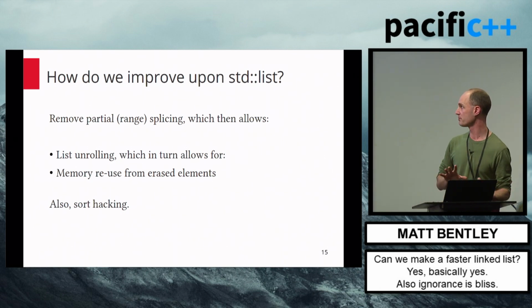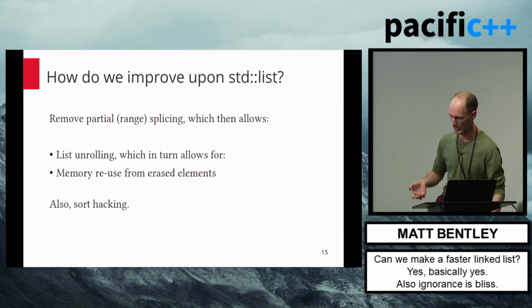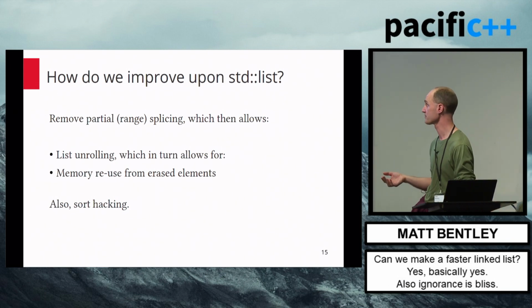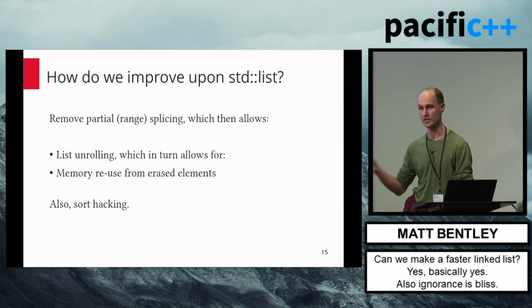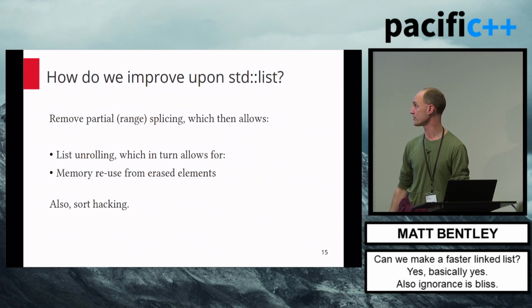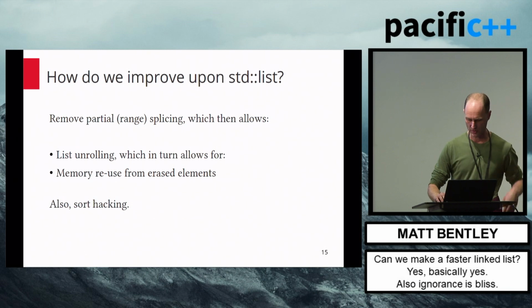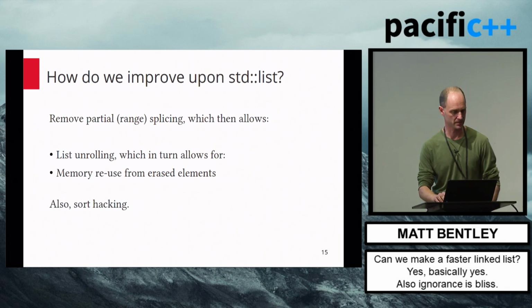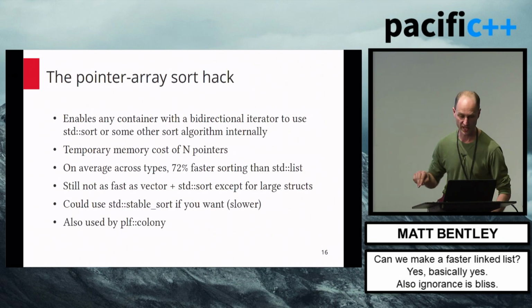So we just remove partial splicing, which then allows us to allocate our nodes in chunks. In turn, that allows us to reuse nodes from previously erased elements. And we do the sort hacking. I'm going to go over the sort hacking first, because to me it's fun. It's probably going to be boring as hell to you, but I'm going to do it anyway.